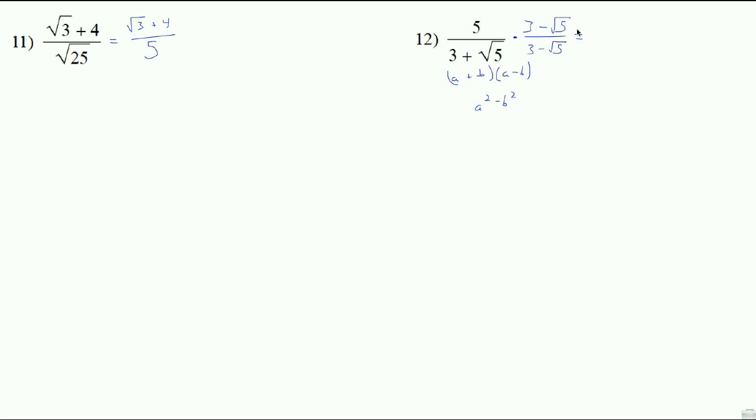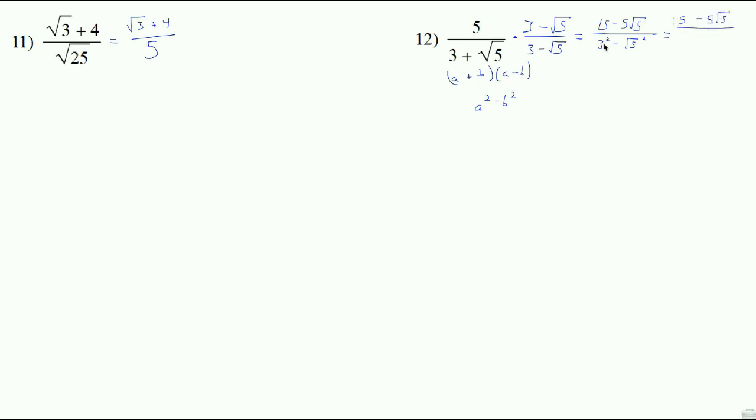So here, 5 times 3 is 15, so we're distributing up here in the numerator. 5 times negative root 5 is simply negative 5 root 5. And then in the denominator, we learned that this will be the first thing squared, so 3 squared minus the square root of 5 squared. Now 3 squared is just 9. I'm going to rewrite the numerator, so we have 15 minus 5 root 5.